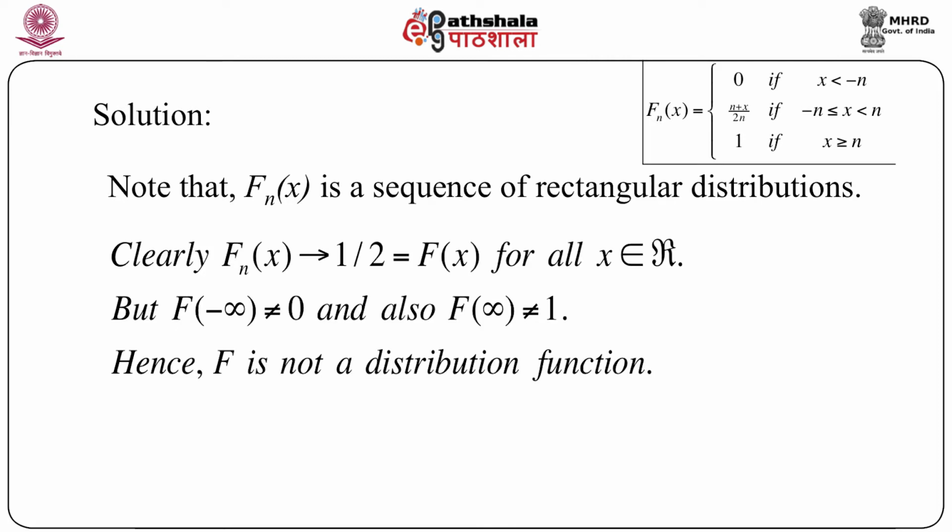Now it is clear that if n goes to infinity, Fn(x) goes to half, which is equal to capital F(x) for all x belonging to R. But now this is true for all x, but capital F of minus infinity is not equal to 0, neither is capital F of infinity equal to 1. That means it violates two of the four necessary conditions for a distribution function. So we can immediately say that capital F is not a distribution function. So the proof is very, very simple.